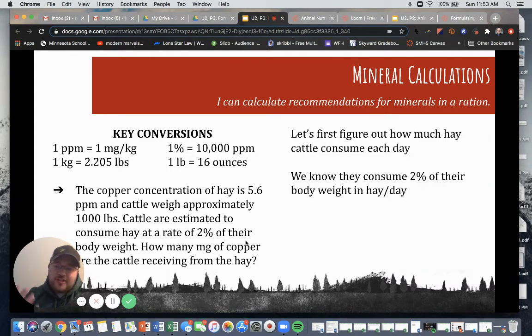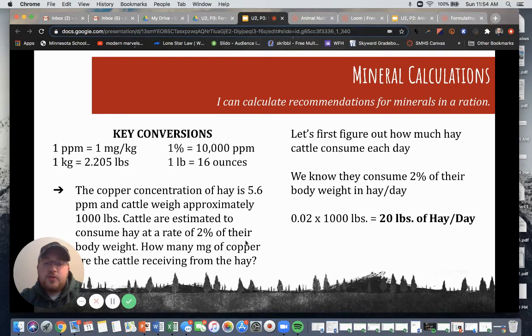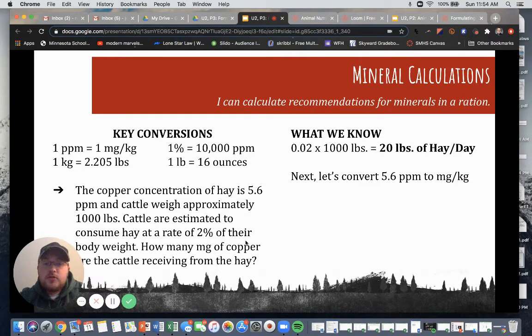So this is the extra step I was talking about. We first need to figure out how much hay the cattle consume each day. I don't give that to you this time. The problem tells us that they consume 2% of their body weight in hay per day. Hay per day. Pretty fun to say. So 2%, and they weigh 1,000 pounds. So that is going to give us 20 pounds of hay each day. See how I came up with that? 0.02 times 1,000 gives us 20 pounds. So we know that it eats 20 pounds of hay each day.